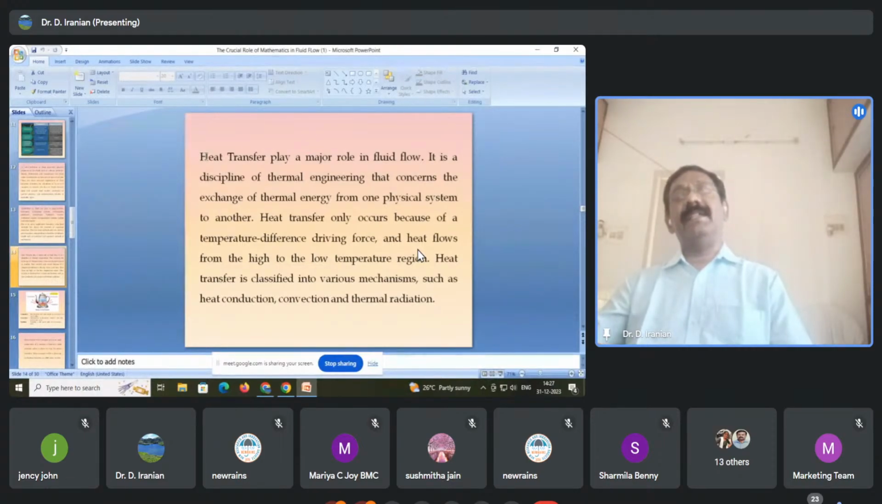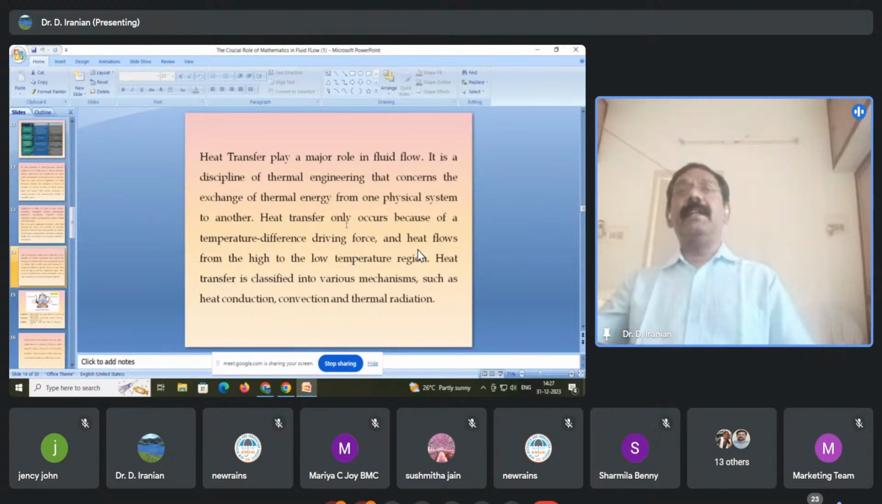Mainly heat transfer. When we are boiling some water in a vessel through heat, the temperature is changing. Some heat particles below that side, when they get heat, automatically become weightless. So they come outside. You can see some bubbles coming to the upper side. That means light-weighted particles. So heat transfer is changing there. It is the discipline of thermal engineering that concerns the exchange of thermal energy from one physical system to another.